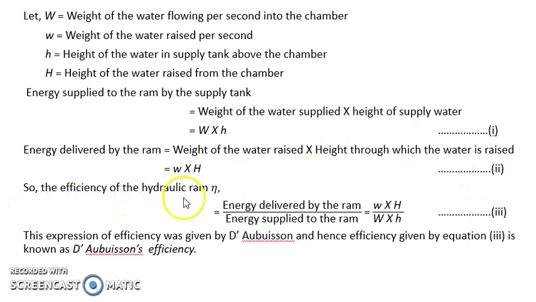So the efficiency of the hydraulic ram, eta, is equal to the energy delivered by the ram divided by the energy supplied to the ram, which is equal to small w into capital H divided by capital W into small h. This is equation number 3. This expression of efficiency was given by D'Aubusson and hence the efficiency given by equation number 3 is known as D'Aubusson's efficiency.